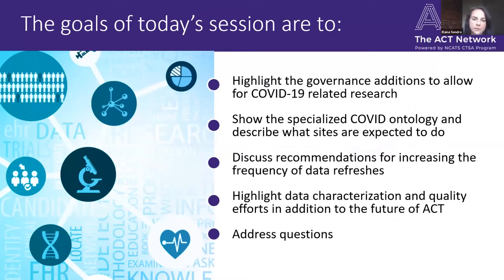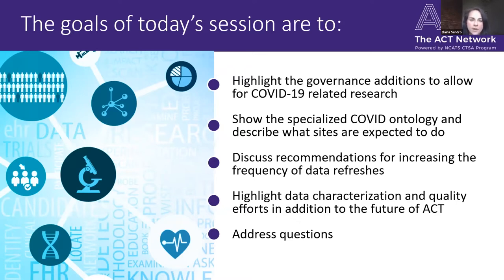So the goals for today, we have a lot, as you can see, to get through. But first, I want to run through and highlight the governance that's required to enable COVID-related research in the ACT production network. Then we'll move on to a little bit more detail around the specialized COVID ontology and what you can expect to be doing once you're moving forward with this in your possibly stage, but definitely production node starting on Monday.